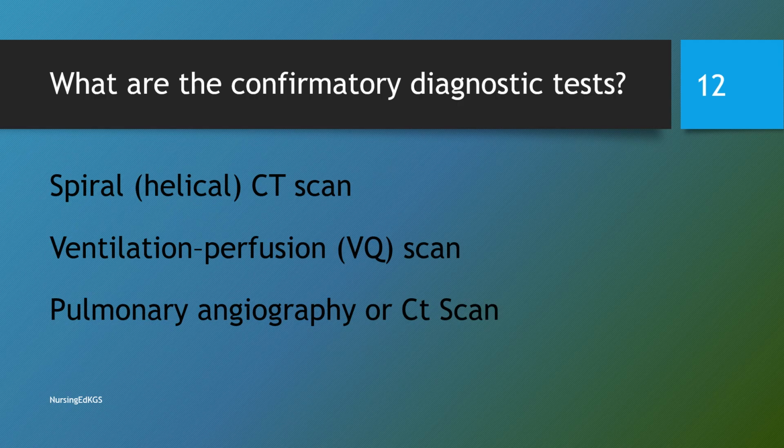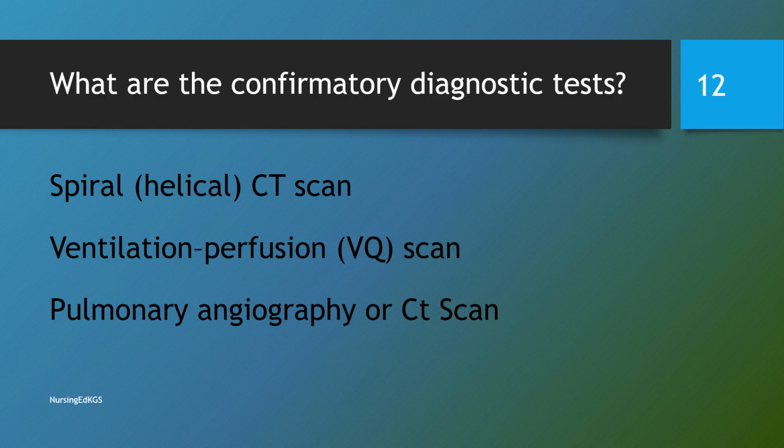What are the confirmatory diagnostic tests? Now, a pulmonary angiography is a specific and sensitive test for pulmonary embolism. However, it is invasive and it involves the insertion of a catheter through the antecubital or femoral vein, which advances to the pulmonary artery where contrast medium is injected. It allows for visualization of the pulmonary vascular system and location of the embolus.